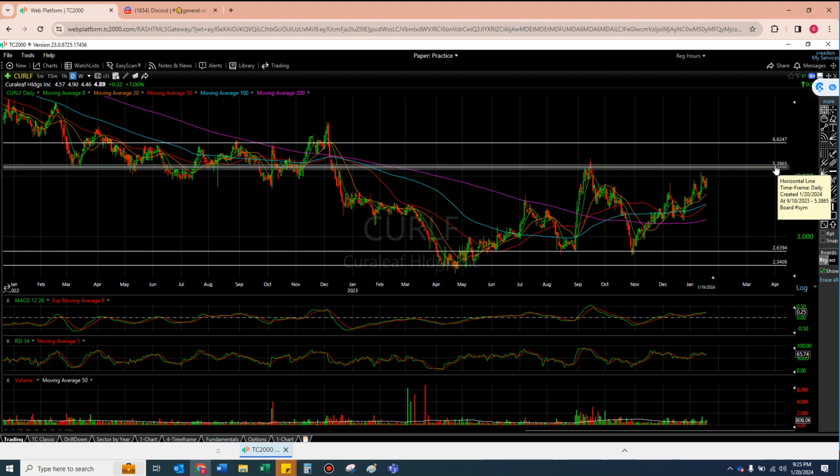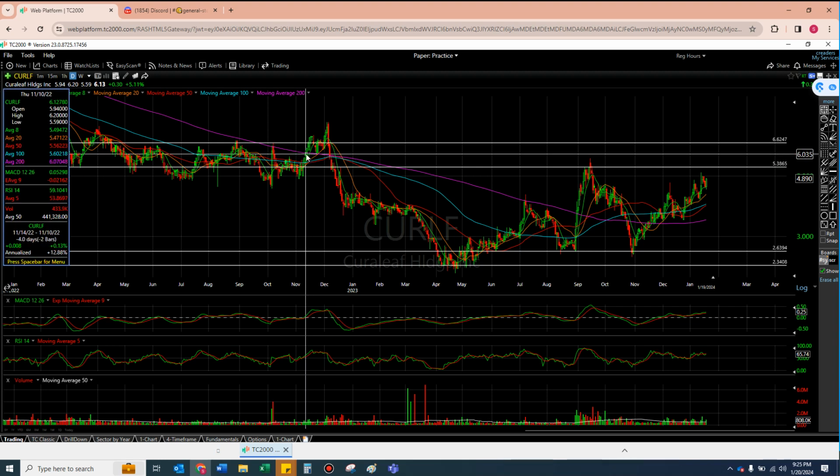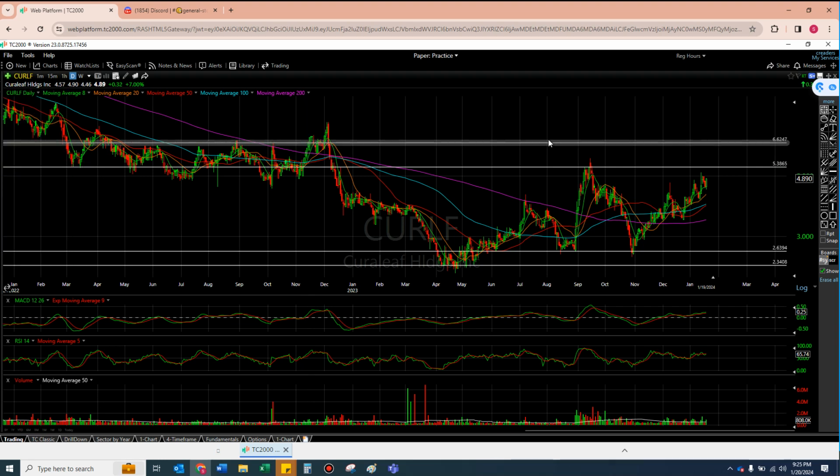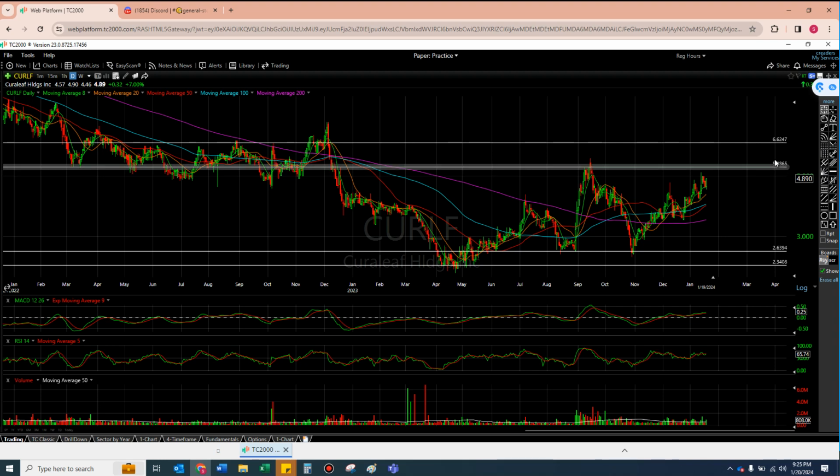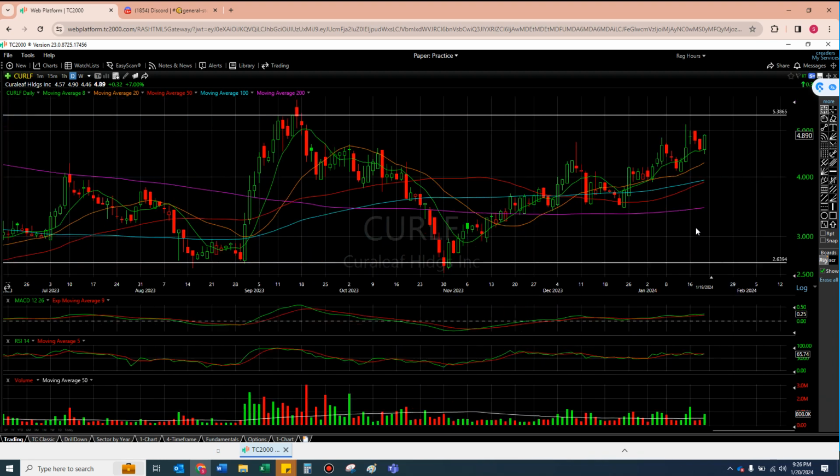The next immediate target is 540. From there, hopefully we'll get into 660. It looks like roughly $6 might be a little difficult. That seems to be where it. I don't even know if that's worth drawing. No, I'm not going to draw it. But yeah, I think 540, 660.